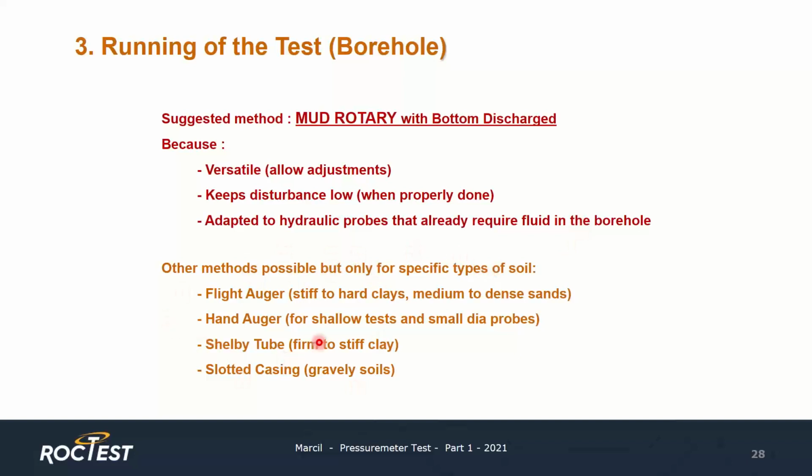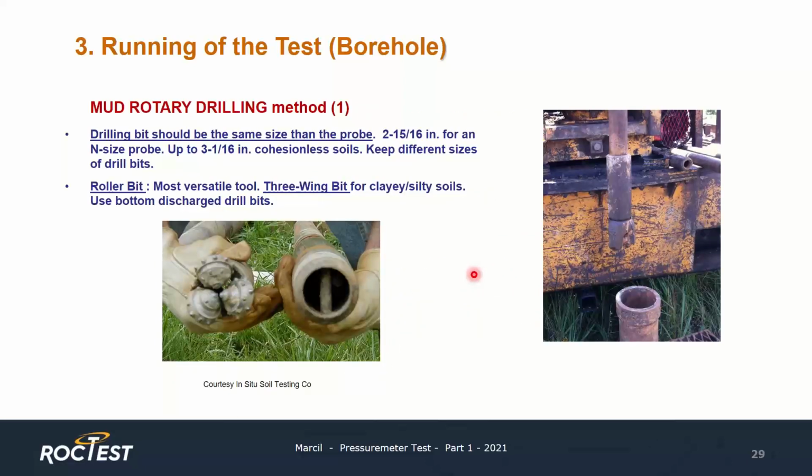Other methods can also be used, but they should be used only in specific soils. So flight auger will often be used. Hand auger could be useful, but it is possible only if you are running shallow tests and using a small probe. Shelby tube in clay can be used sometimes, and the slotted casing.